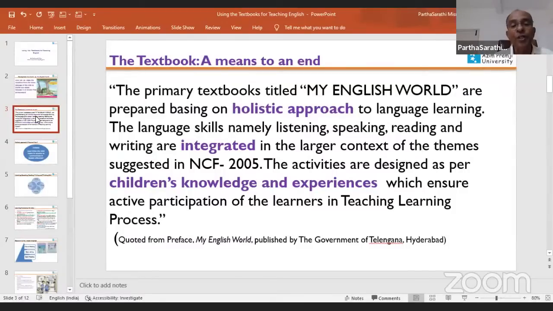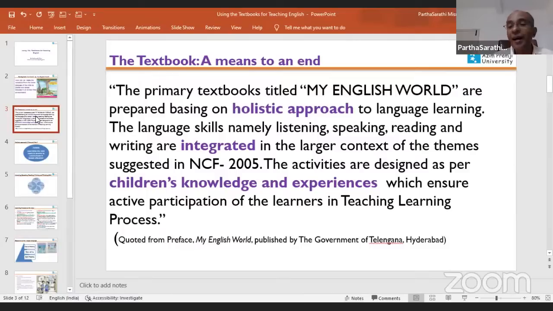I have marked 3 expressions. One is holistic approach, integrated, and children's knowledge and experience. The primary textbooks are prepared on a holistic approach to language learning. Now, what do we mean by holistic approach? And then again, there's a question of integrated. That is, listening, speaking, reading, writing, thinking, these should not be taught in isolation.